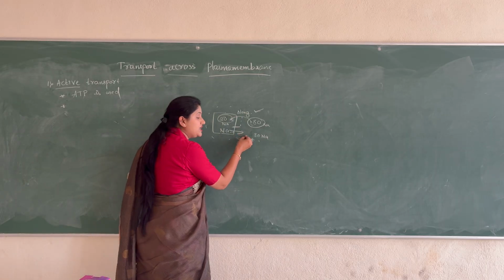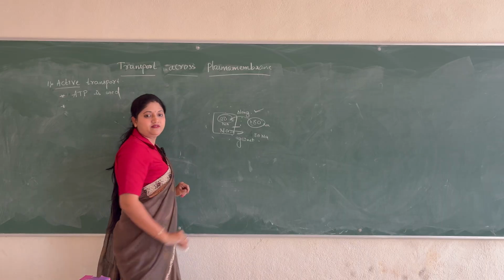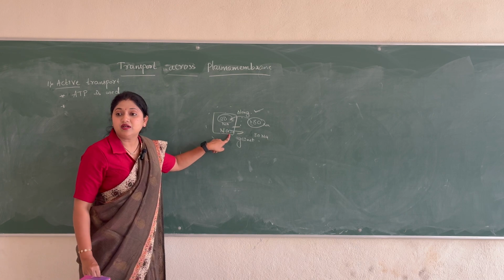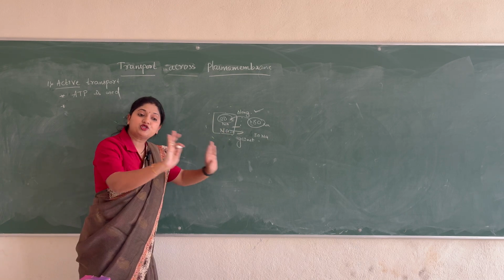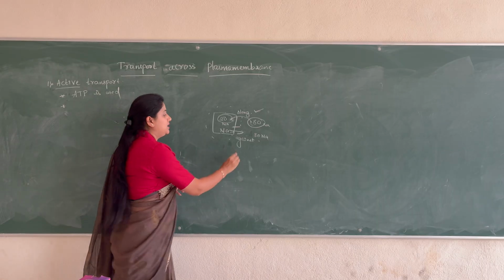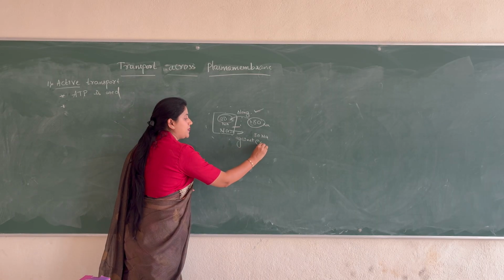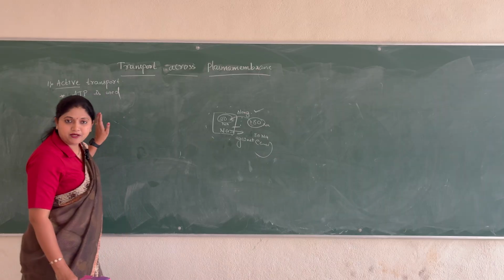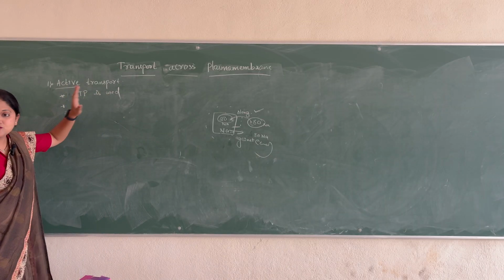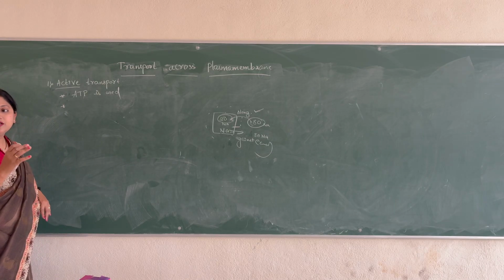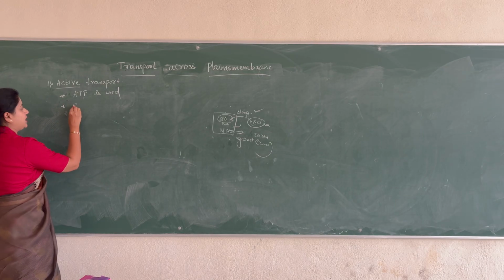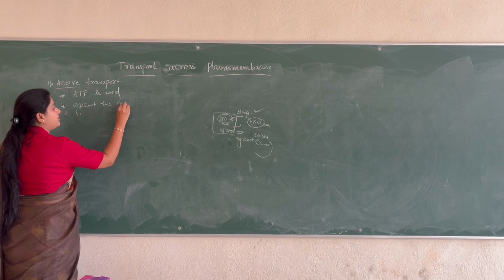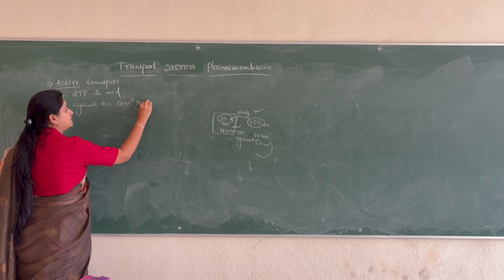But now this is against the natural phenomenon. This is against the equilibrium, right? So for this, we will have to push the movement. For pushing of the movement, the energy is required. Energy is required in the form of ATP. Okay, so ATP is used and the transport here is happening against the concentration gradient.